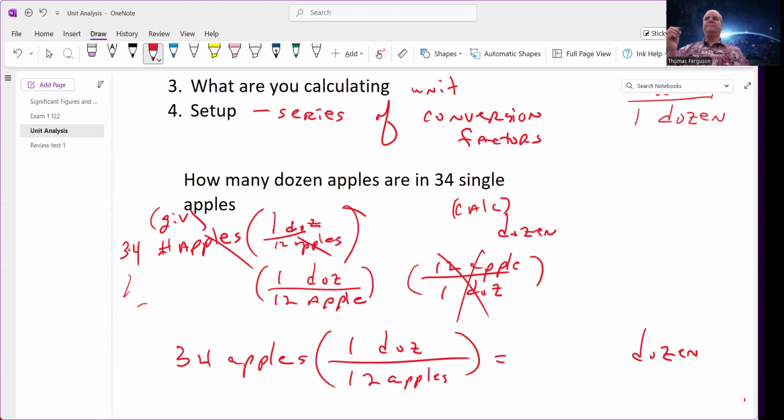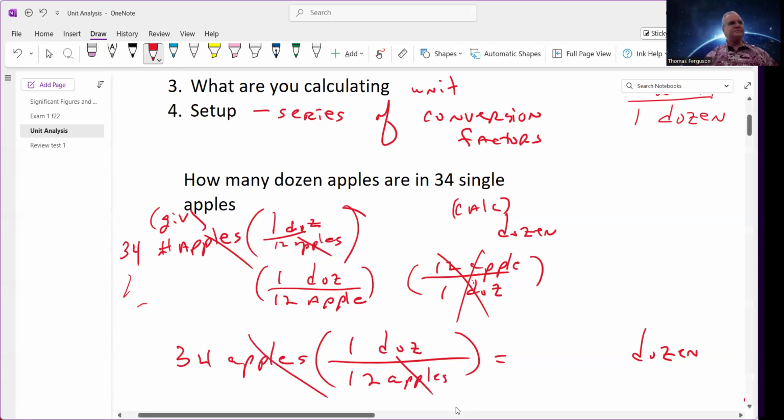Now, always cancel out the given. No exceptions. So that's why this one here is not valid, because it doesn't cancel out the given. Here, the given cancels. If the given cancels, we know it's a good step one. If it doesn't cancel, get another conversion factor. So we've got 34 times 1 divided by 12.